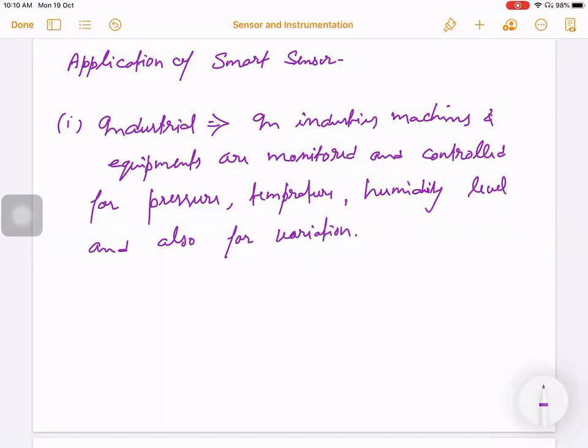Okay, so we have already talked so much about these physical quantities, and we have seen different sensors. So in industry, we do these things for controlling and monitoring the pressure and temperature. I'm using both of them. Okay, next one.